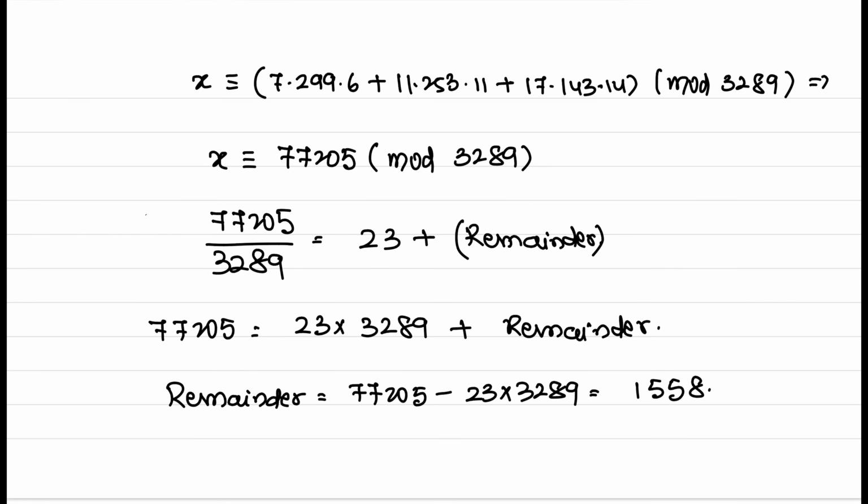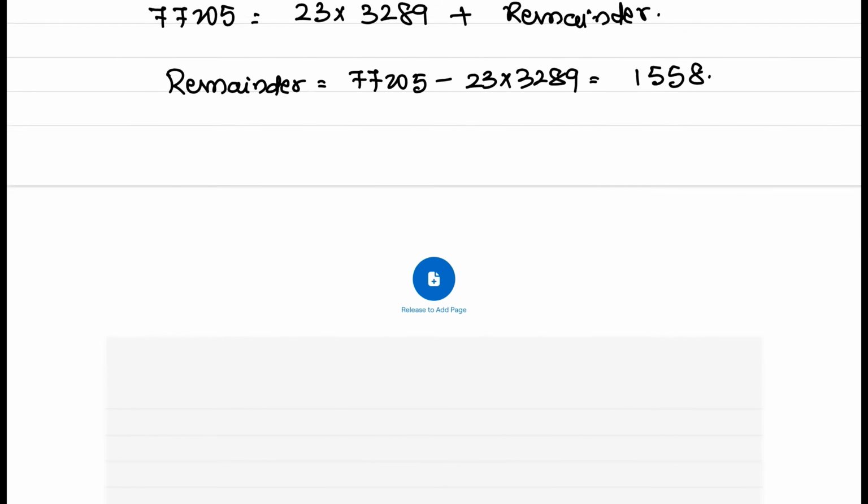Hence, the value of x can be written as: the solution for the system of congruences is 1558 mod 3289. This is the answer.